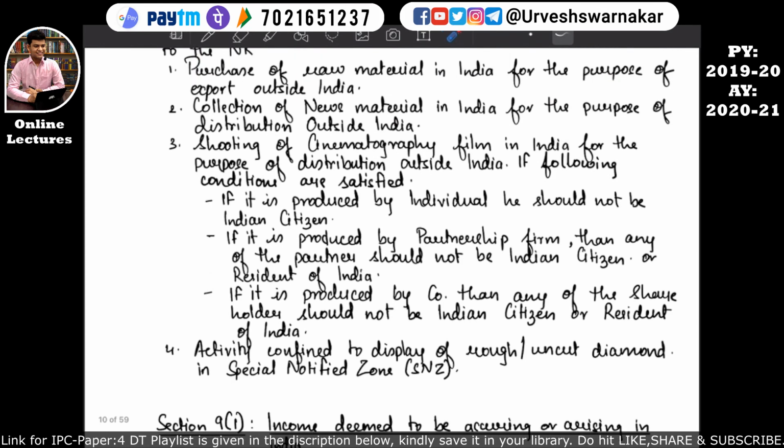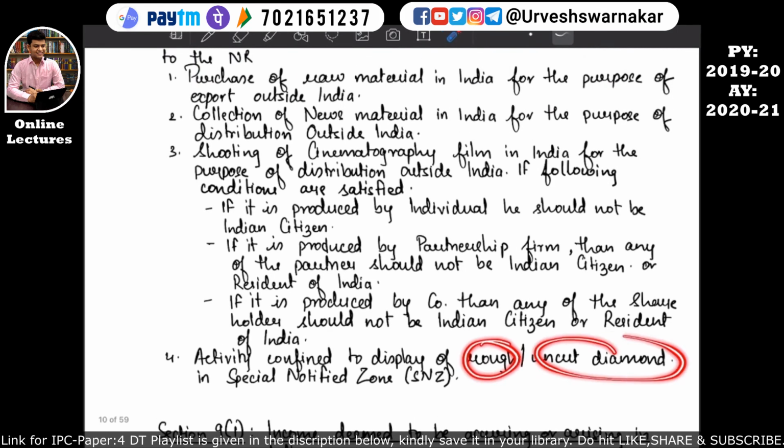So understand this in a simple way. This rough and uncut diamond is displayed in a particular museum. If people are paying to see this rough and uncut diamond, because rough and uncut diamonds are masterpieces which people visit to see, whatever income has been received will be taxable in India.